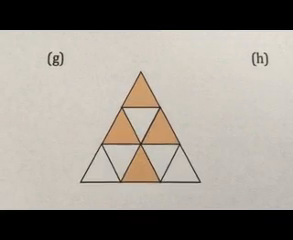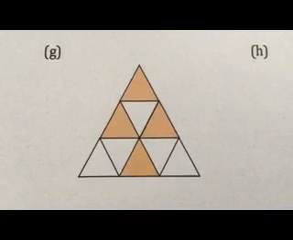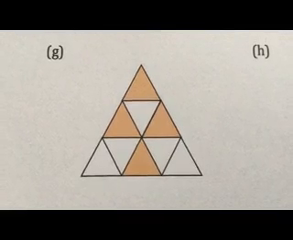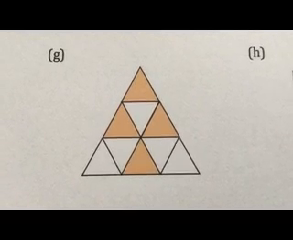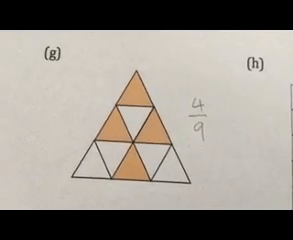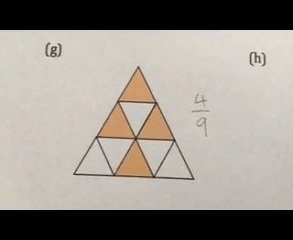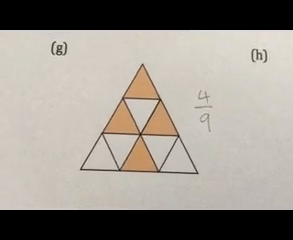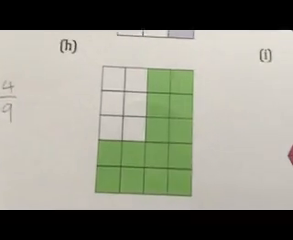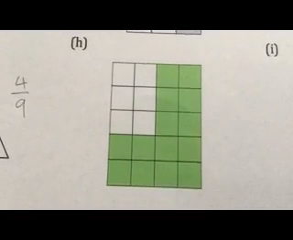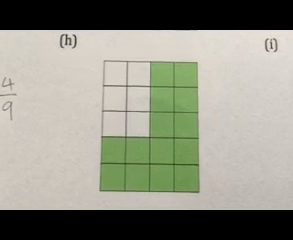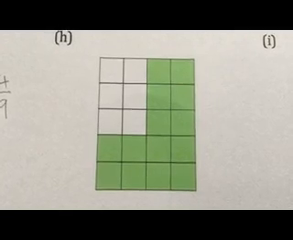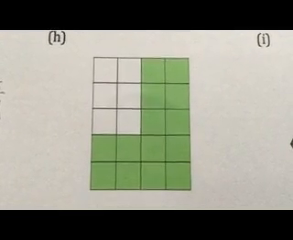Let's have a look at G. Count how many pieces it's been cut into. And I get 9. How many pieces have been coloured? 4. So we end up with 4/9. 4 pieces have been coloured out of 9. Let's have a look at H. How many pieces are there altogether? Well, there are 20 pieces and 14 have been coloured in.